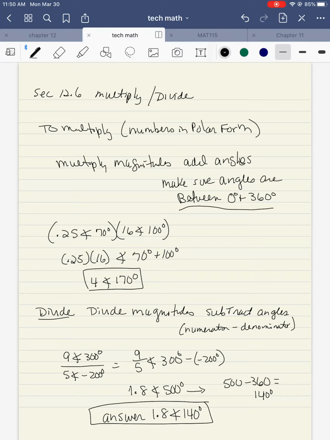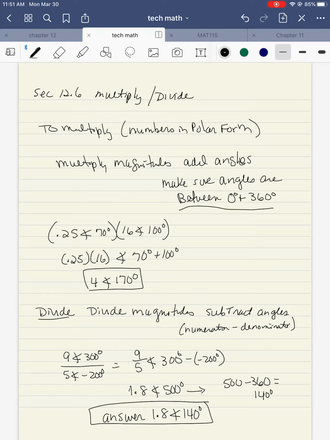When you're dividing, you divide the magnitudes and subtract the angles, so it's numerator minus denominator angle. So if I have 9 at an angle of 300 degrees divided by 5 at an angle of minus 200 degrees, it's going to be 9 divided by 5, and my angles are going to be 300 minus a minus 200. That creates a double negative here, which is actually plus. So 300 plus 200 is 500. So I get 1.8, because 9 divided by 5 is 1.8.